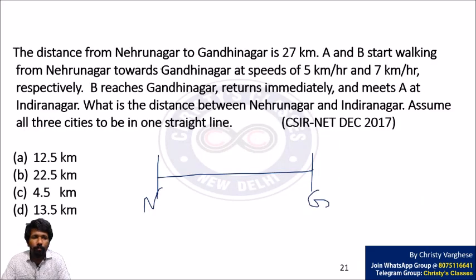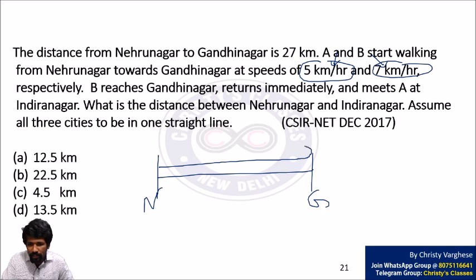A and B start walking from Nehru Nagar towards Gandhi Nagar. A is moving at 5 km per hour, B is moving at 7 km per hour. So B is traveling faster, which means B will travel more distance in the given time. B travels till Gandhi Nagar, reaches Gandhi Nagar, returns immediately and comes back, and when he is returning, the place where he meets A is called Indira Nagar.